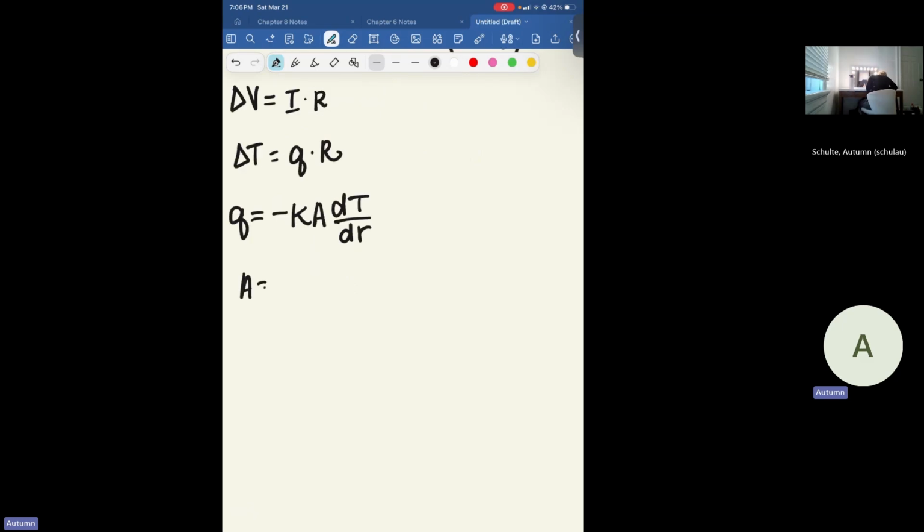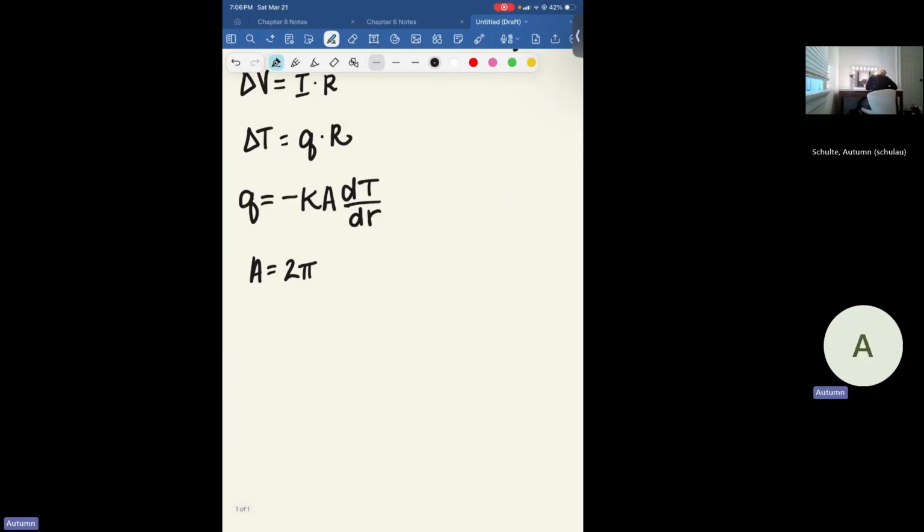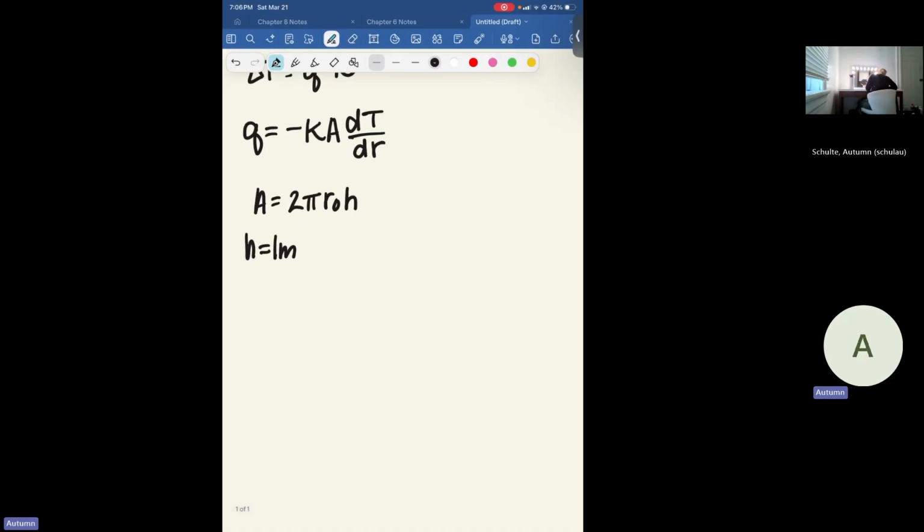Our area term is going to be 2 pi times our radius. We can choose either the inner or the outer radius. For this example, I'm going to choose the outer radius times some height. And for the sake of this example, I'm going to make the height 1 meter. Therefore, we can kind of just take it out of our equation. Just note that it is there. It is just simply 1 meter. So now plugging this back in for Q, we have Q is equal to negative 2 pi K times our outer radius times our change in temperature with respect to our radius.